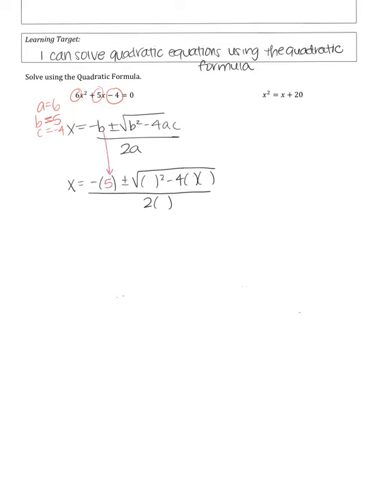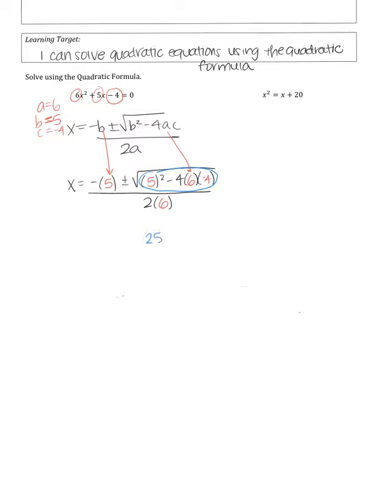B is 5. B squared would be 5 squared. A would be 6. C is negative 4. And that final bottom a would be 6. If you remember from yesterday, what is the first part of the quadratic formula that we start to solve? The discriminant, the part under the square root. When we solve that part first, we get 5 squared is 25.